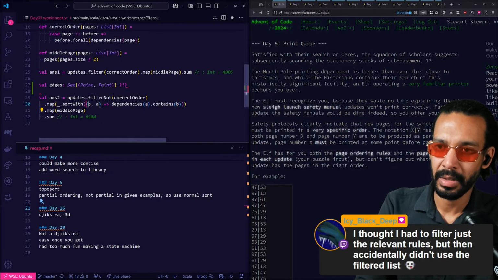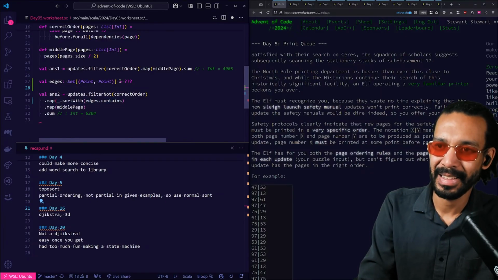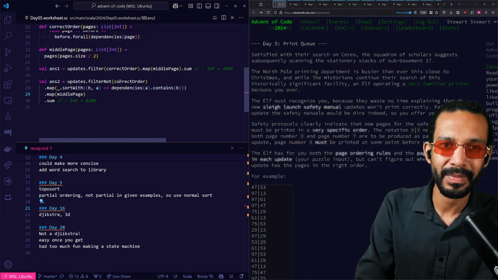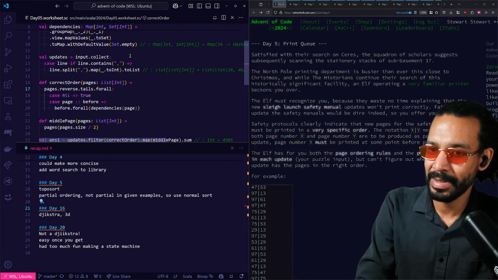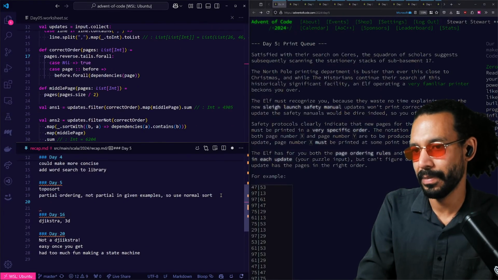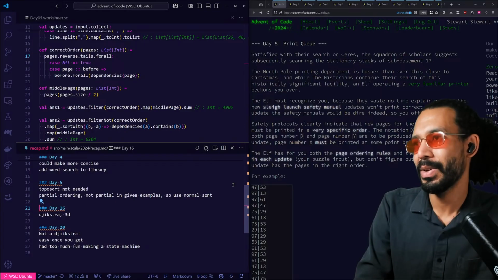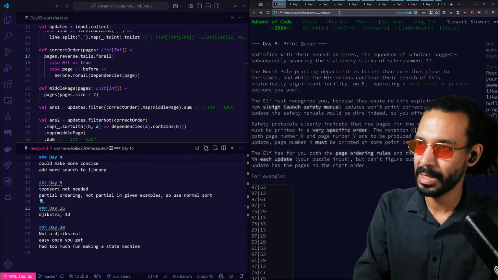Then for this sort with, you could just do edges.contains. And that's clever. I like that. Yeah, didn't have to filter any of the relevant rules. So there's a nice chance to get a speed up. So no need to learn topo sort. I'm rusty and I don't think I could have done topo sort on the spot.